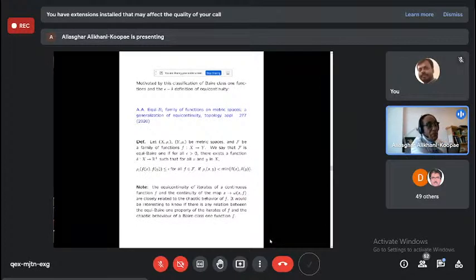which is called "Equi-Baire 1 family of functions on metric spaces, a generalization of equicontinuity," published in Topology and its Applications. We defined the equi-Baire 1 property of families of functions. For example, if we take (X, rho_1) and (Y, rho_2), two metric spaces, and F a family of functions from X to Y, we say that F is (X,Y)-Baire 1 if for every epsilon there is a function delta from X to R plus, such that for all x and y in X, rho_2 of f(x) and f(y) is less than epsilon for all f in F, if rho_1 of x and y is less than the minimum of delta(x) and delta(y).